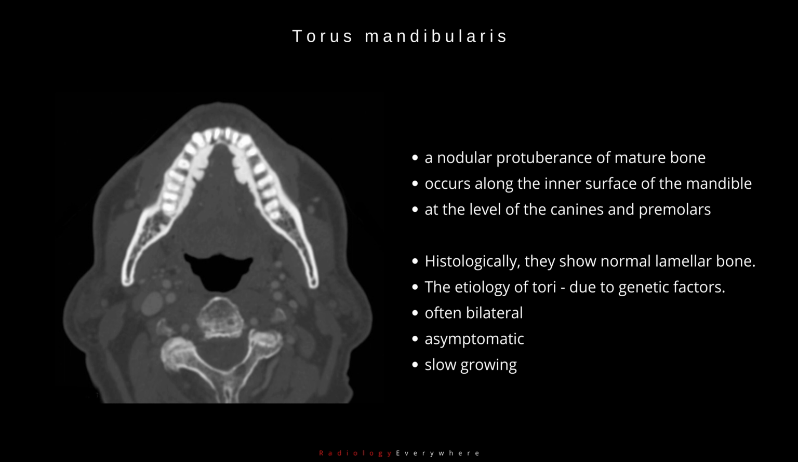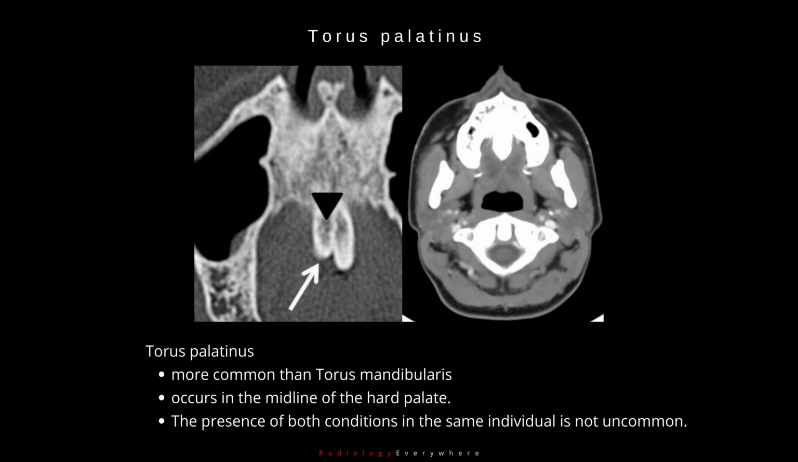The etiology of tori is assumed to be due to genetic factors. It is often bilateral, asymptomatic, and slow-growing. Torus palatinus is more common than Torus mandibularis and occurs in the midline of the hard palate. The presence of both conditions in the same individual is not uncommon.